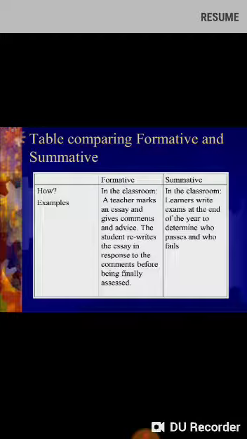On the other hand, in a classroom, learners write an exam at the end of the year to determine who passes and fails. So these were the examples of formative and summative assessment.